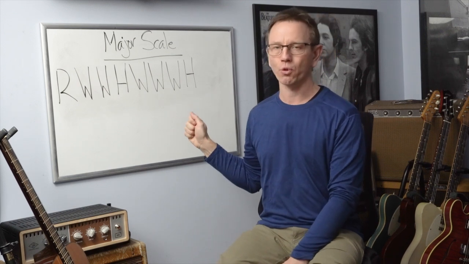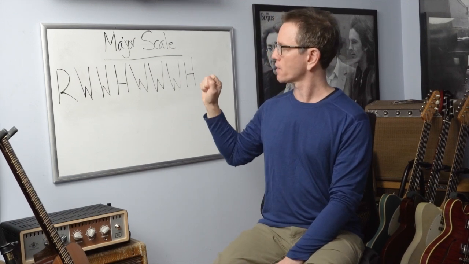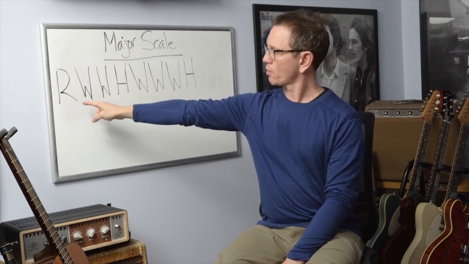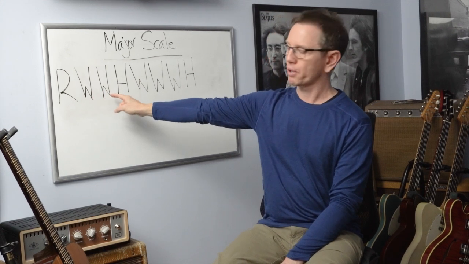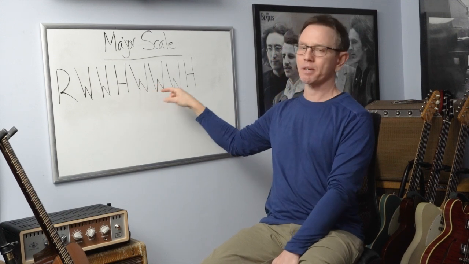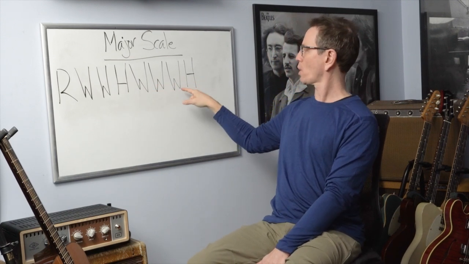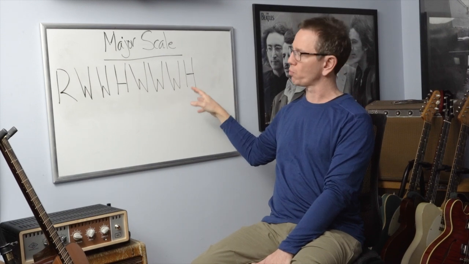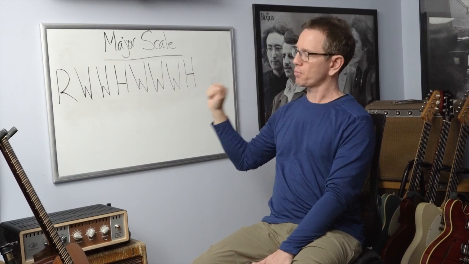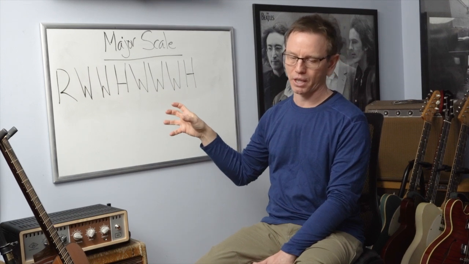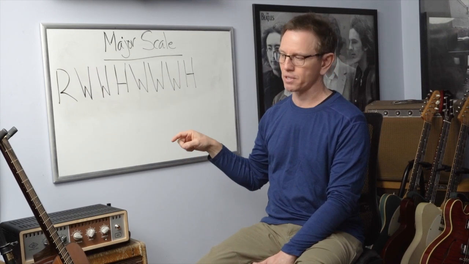This scale has a formula that you start on a root note. It could be any root note, and you go up a whole step, up another whole step, up a half step, up a whole step, up a whole step, up a whole step, up a half step, and you're back to your root note one octave higher. So remember, on guitar, each fret is a half step. On piano, each key is a half step.